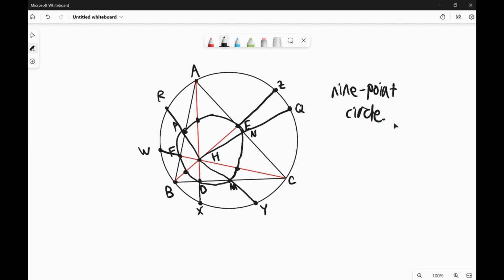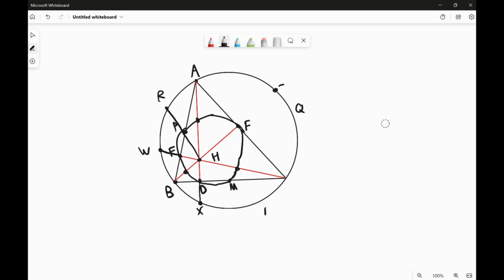And it's very useful inside geometry problems, as I will cover in a later video. But for now, let's go ahead and solve an Olympiad problem that uses the reflecting the orthocenter lemma.